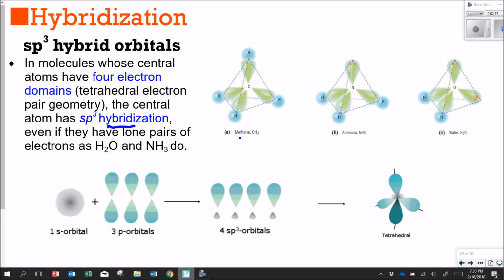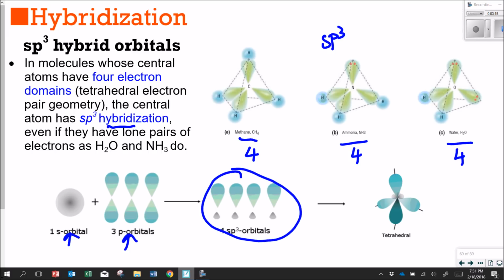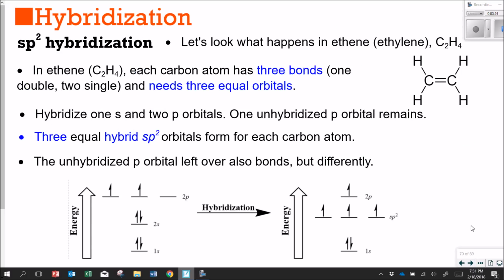So if we look at methane, ammonia, and water, in all 4 molecules, the central atom has 4 electron domains. So all 4 of these molecules will have a central atom with sp3 hybridization. Again, an s orbital combines with 3 p orbitals to form 4 identical sp3 orbitals, and we have a tetrahedral electron pair geometry.